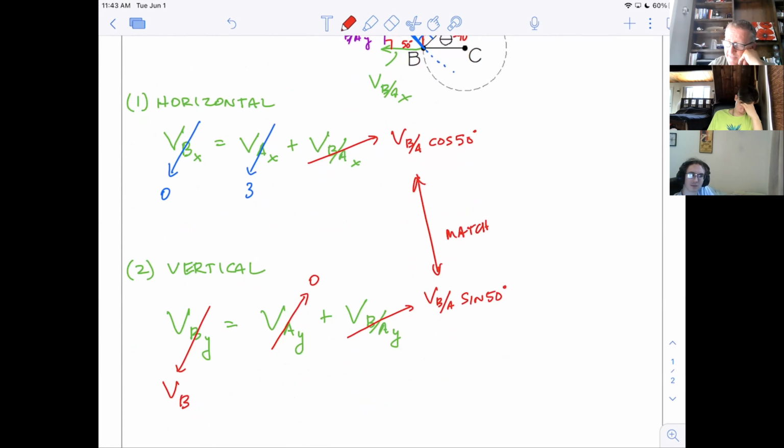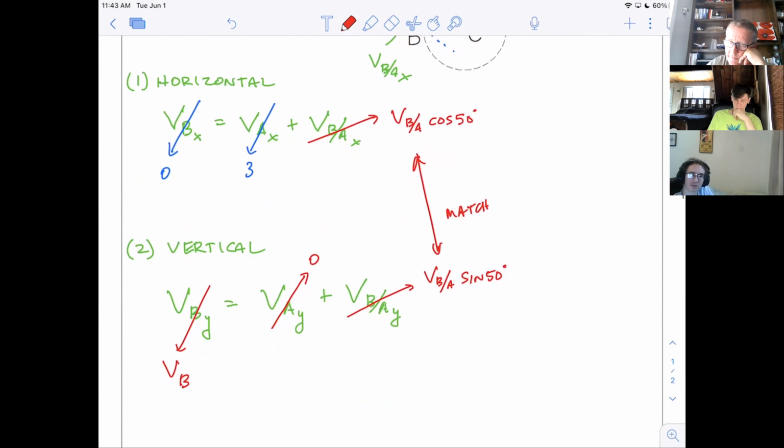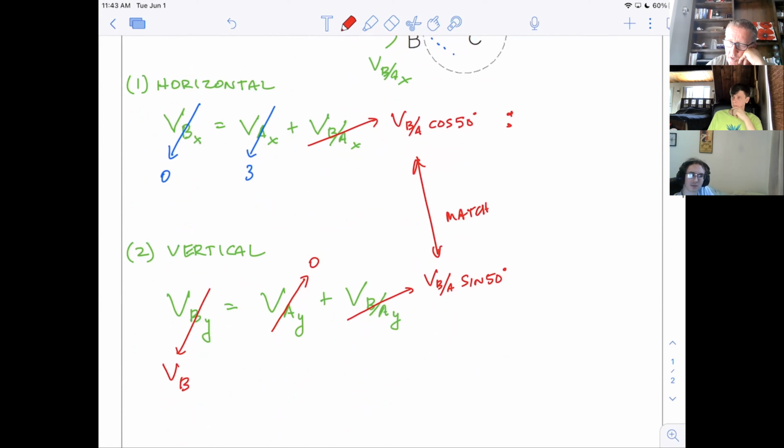So notice now that I have this, I can kind of solve the house of cards. So I now know that, hence algebraically, velocity of B with respect to A cosine of 50 degrees has to be -3. And then if I bust out my machinery and divide that, -3 divided by the cosine of 50, I get -1.93.